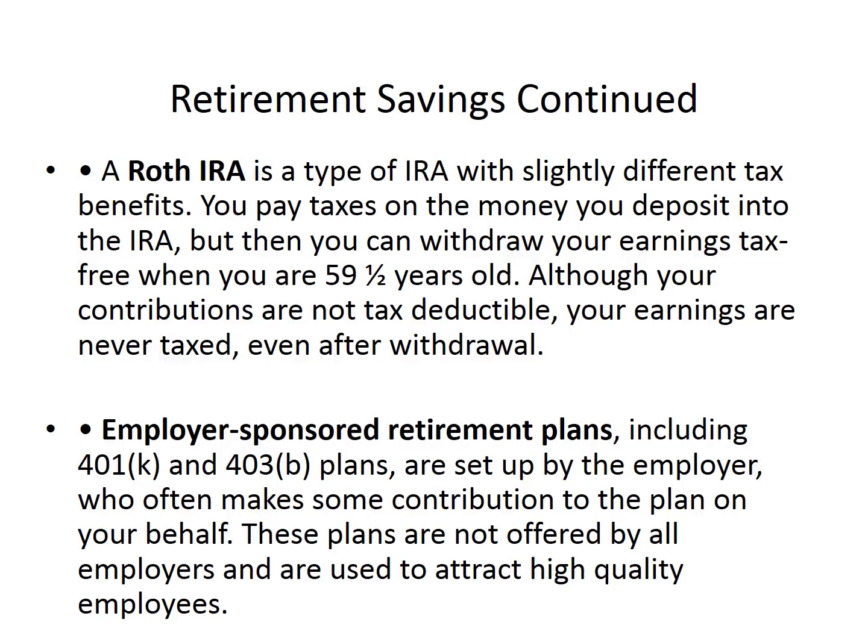A Roth IRA is a little bit different. It's a type of IRA with slightly different tax benefits. You pay taxes on the money you deposit into the IRA up front, but you can withdraw your earnings tax-free when you are 59.5 years old. Although your contributions are not tax deductible, your earnings are never taxed even after withdrawal. So, all right, this one you pay taxes up front.